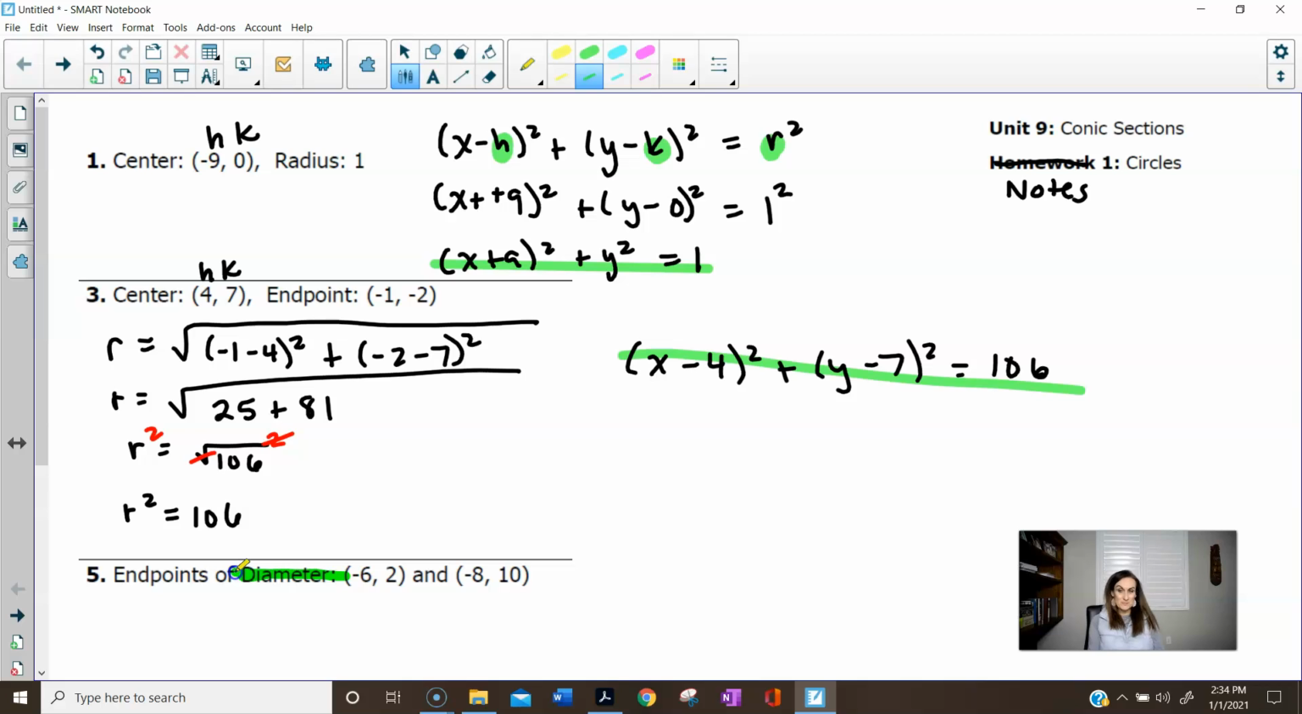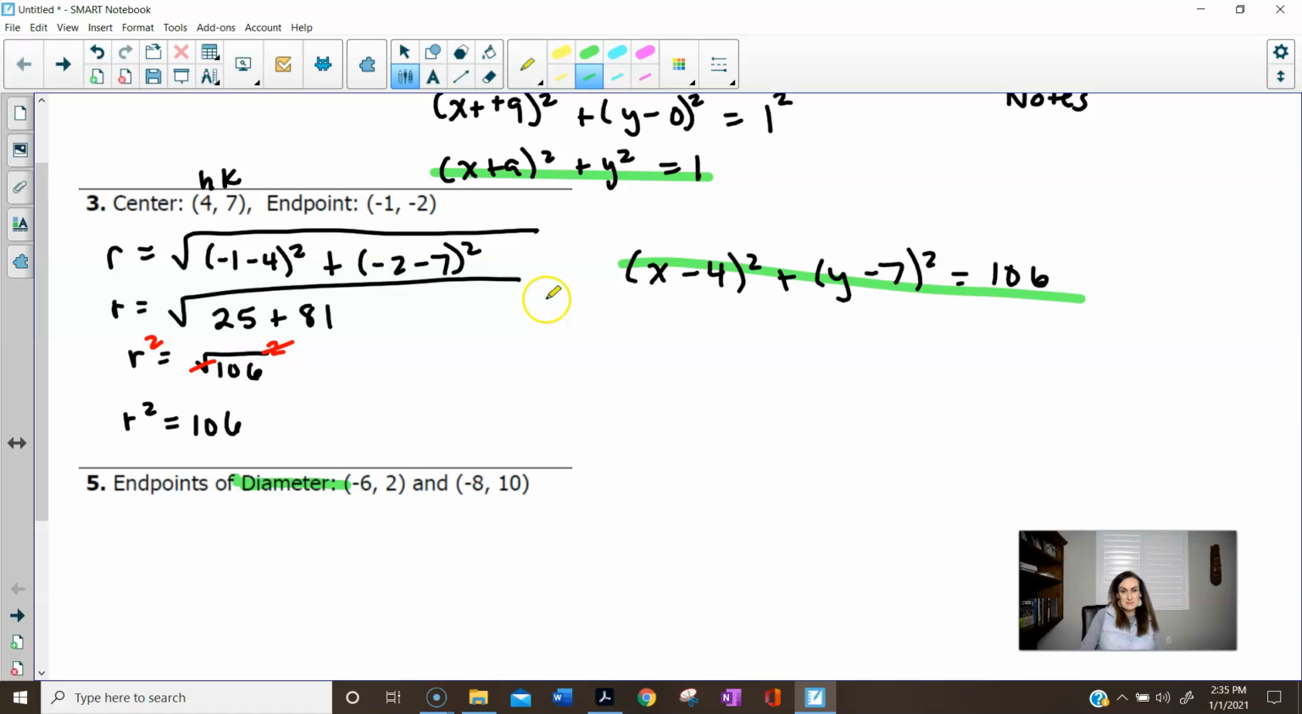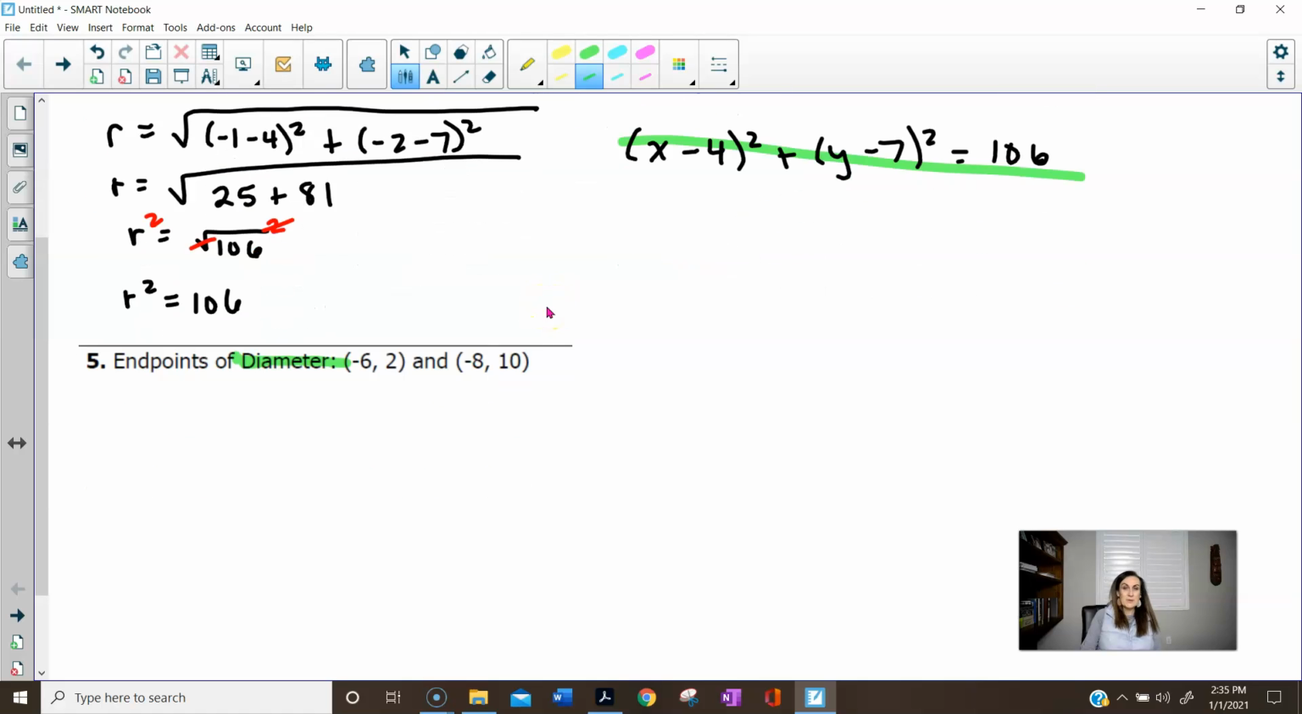All right, next one, you've got 2 endpoints on the diameter. And so we need to find the middle of the circle. So we're going to first start with the midpoint formula, and then we are going to find the radius. So 2 things to do on that problem. Let's go ahead and give it a try. Let me scroll down so we have a little bit more room.